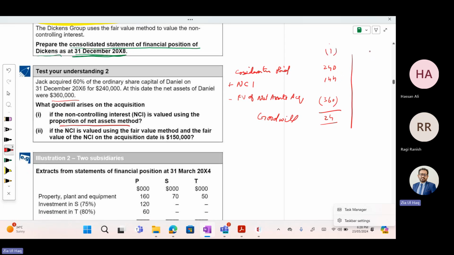Now we are moving towards option 2. If the fair value of non-controlling interest at the time of acquisition is 150, what is goodwill? 240 we paid, 150 now, and this will remain 360. Are you with me? Sure. Shall we move forward?